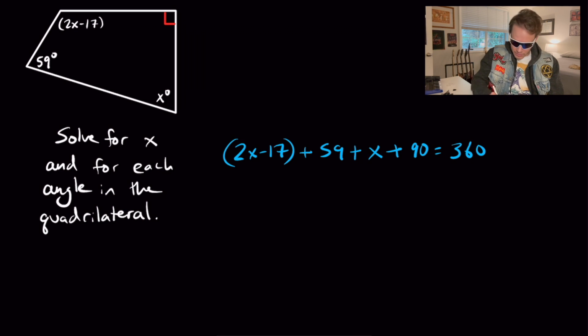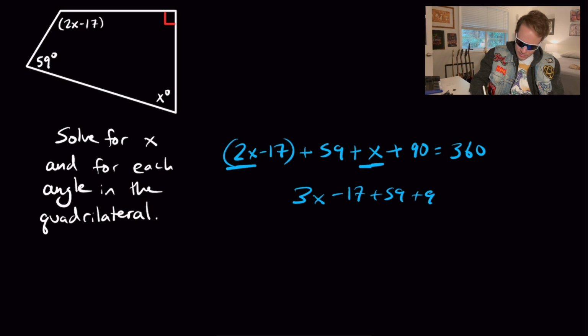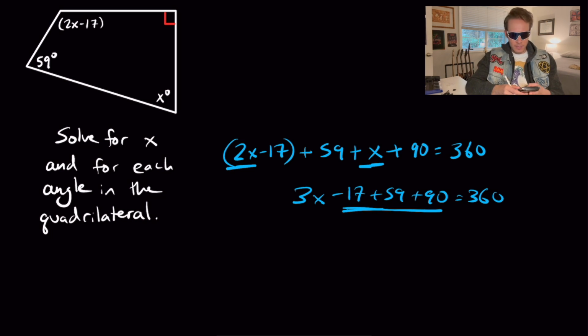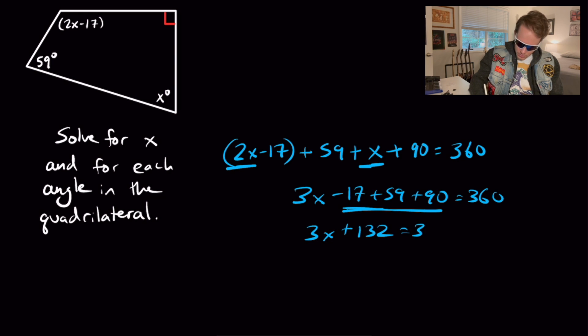I'll combine my like terms. I got a 2x and an x. That's going to give me 3x. And then I have minus 17 plus 59 plus 90 is equal to 360. If I combine all those together, and I'll break out the calculator because I don't want to do that in my head, it's going to be 132. So we got 3x plus 132 is equal to 360.